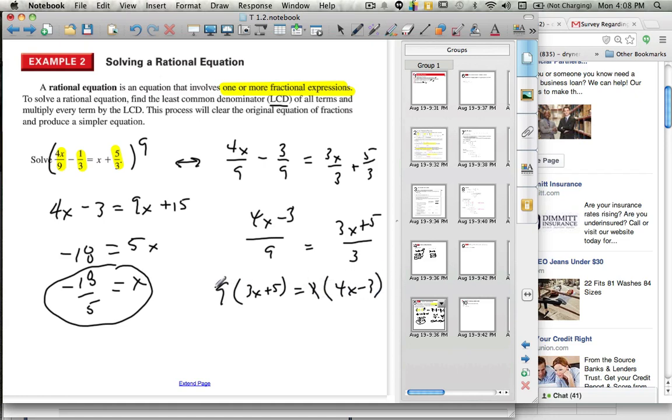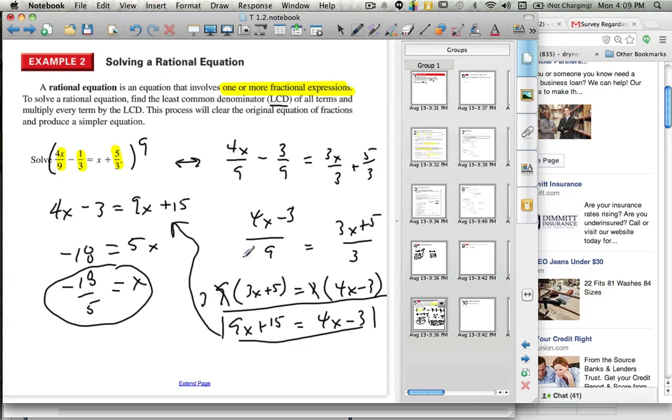And if I divide both sides by 3, I'll get 9x plus 15 is equal to 4x minus 3. But look at this. You'll notice that this moment right here is that moment right there. So a few extra steps for sure, but in the end I'm going to the same place, and that's the place. X is equal to negative 18/5.